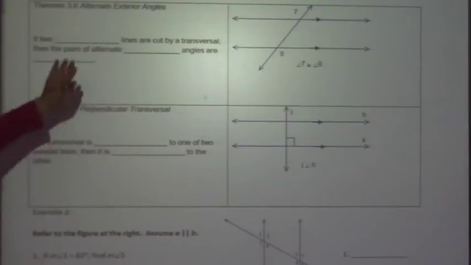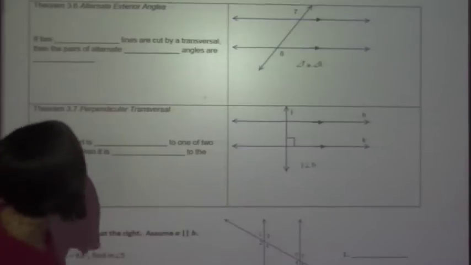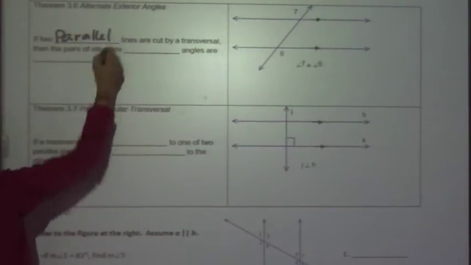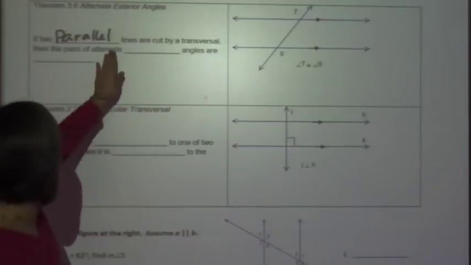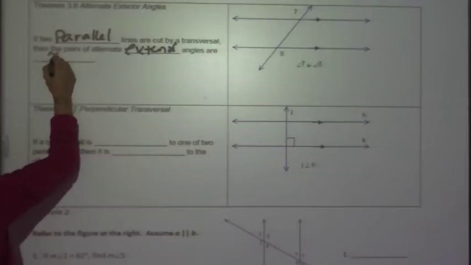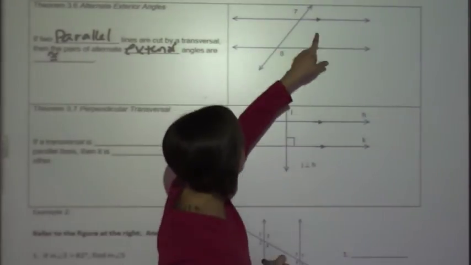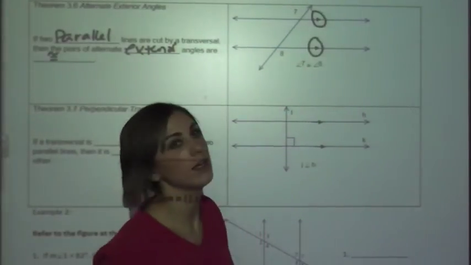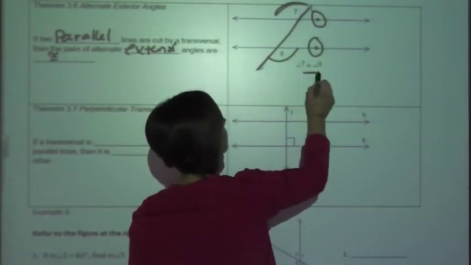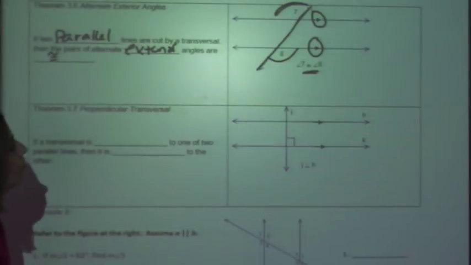All right. Then we have alternate exterior angles. If you have two parallel lines, once again, that form those alternate exterior angles, then alternate exterior angles will be congruent. So in this example, parallel lines, we know they're parallel, cut by a transversal, form congruent alternate exterior angles.